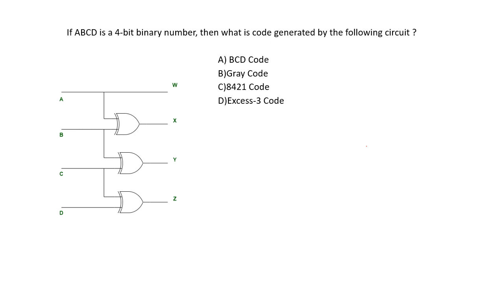And the output for the binary to gray code converter would be W equal to A, X is A XOR B, Y is B XOR C, and Z is C XOR D. So this is an example of a binary to gray code converter. So the correct option is B.